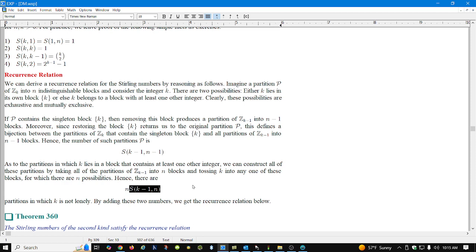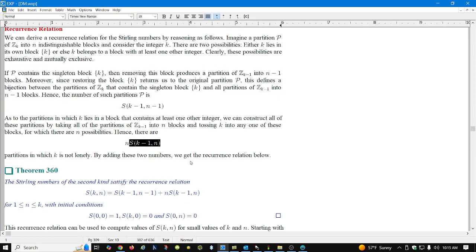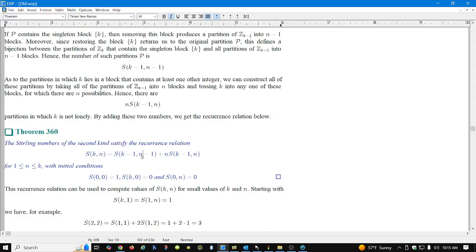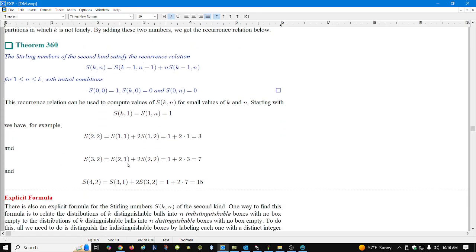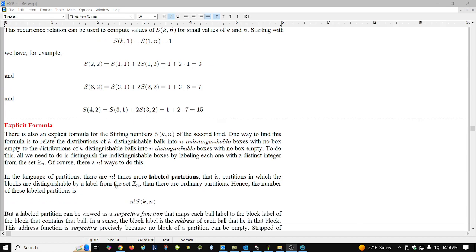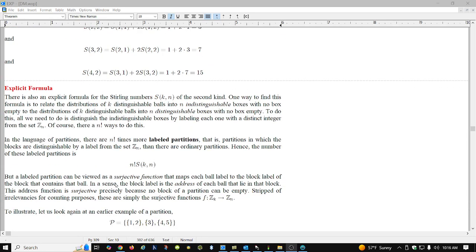These are the partitions where k is not lonely. If we add these two numbers here, we're going to get the full Stirling number. So here is our recurrence, and these are the initial conditions. And from that, we can compute, or a computer can compute, Stirling numbers. There is also an explicit formula for the Stirling numbers.